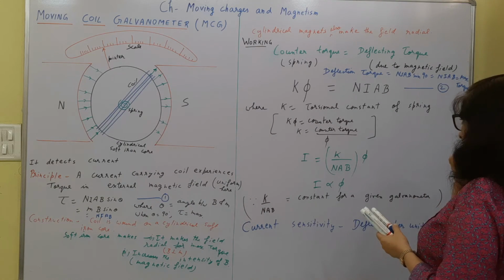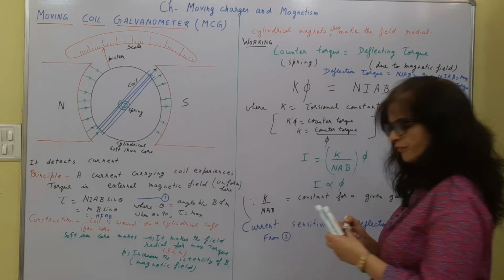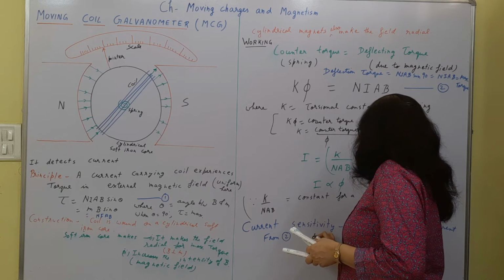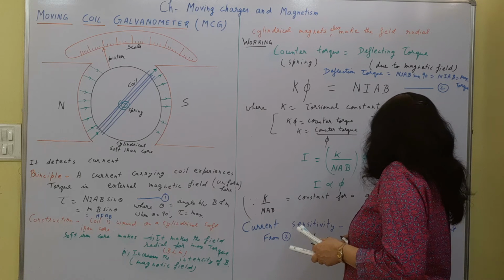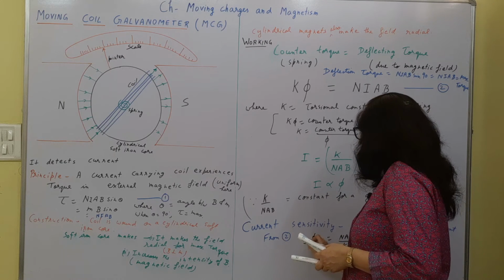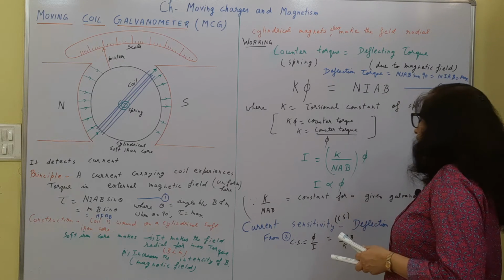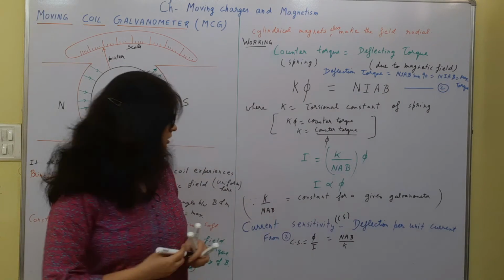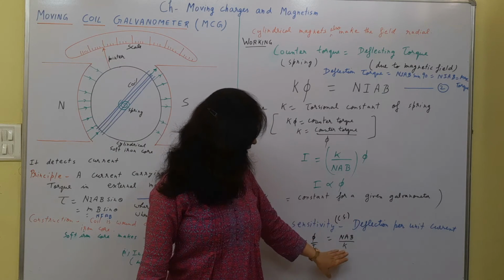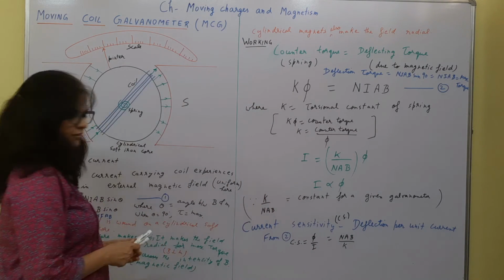Now current sensitivity is deflection per unit current. So from equation 2, what will be the current sensitivity value? Deflection per unit current means phi upon I is equal to NAB upon K. This is also called current sensitivity, denoted by CS. Now when we talk about changing the current sensitivity, it can be changed by changing number of turns, area of cross section of the coil, changing the magnetic field, or the torsional constant, which depends on the material of the spring, right?